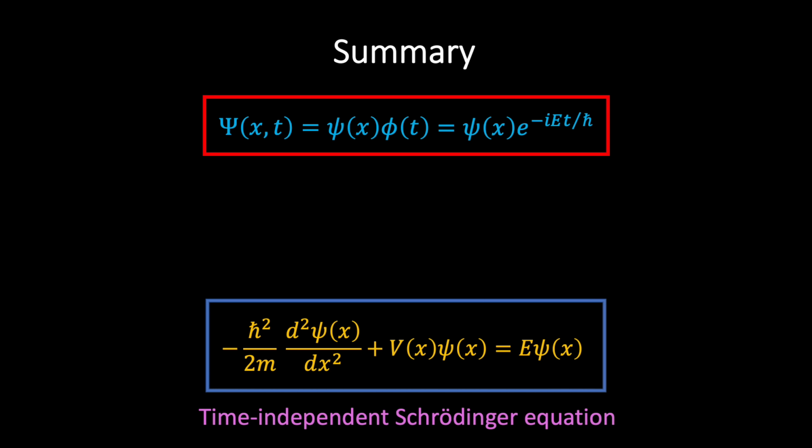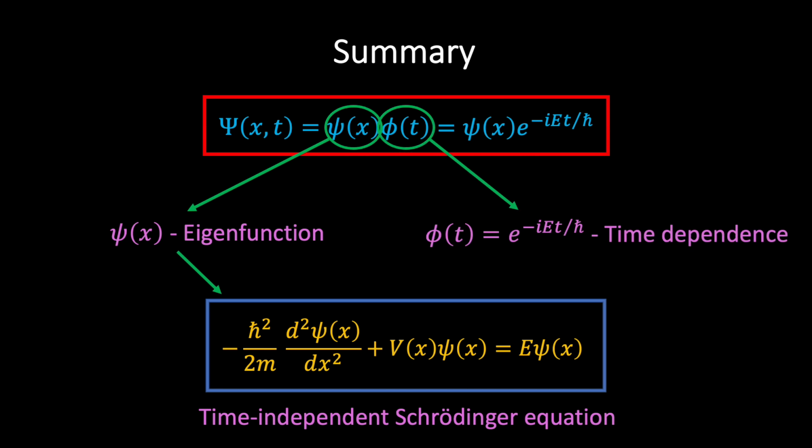So, in summary, the separation of variables approach has led us to the conclusion that the eigenfunction psi of x, which specifies the space dependence of the wavefunction, is a solution to the time-independent Schrödinger equation. Furthermore, we have seen that the time dependence of the wave function is governed by the term phi of t equals e to the minus iEt over h bar, where E is the total energy of the particle in the system. Now that we've sketched the general procedure, let's apply this approach to a specific example.